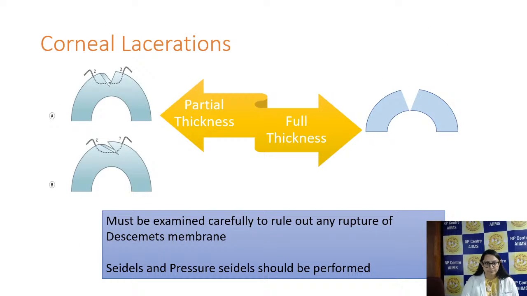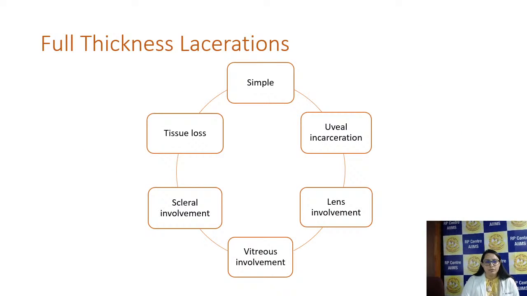So now coming to corneal lacerations, they can again be divided into partial thickness lacerations or full thickness lacerations. So we must examine carefully to rule out any rupture of Descemet's membrane. If any doubt, Seidel's and pressure Seidel's test should be performed to look for the thickness of the laceration. So now coming to full thickness lacerations, a simple laceration is a laceration involving the cornea, sparing the limbus and no uveal tissue incarceration, which can be managed simply by corneal sutures.